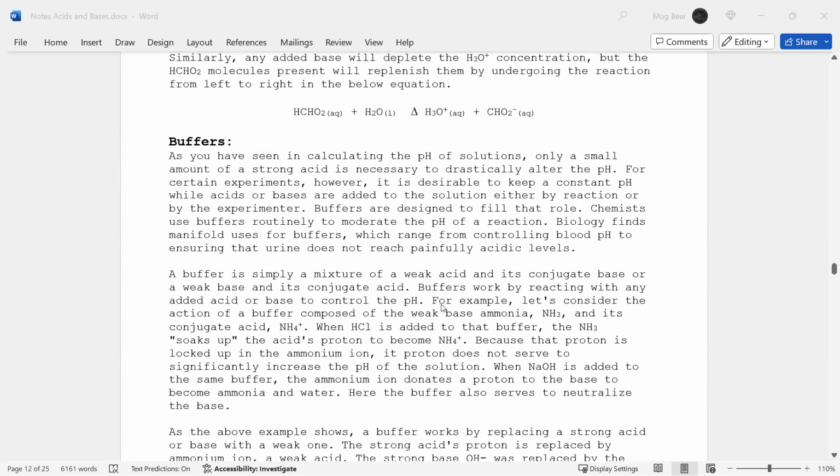Okay, so what does that word buffer mean to you? Forget about chemistry. What does buffer mean? Sort of a barrier. A barrier. Okay. Anything else? Either stop something from happening or slow down something from happening.